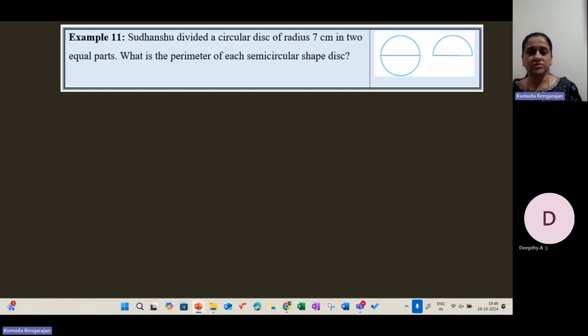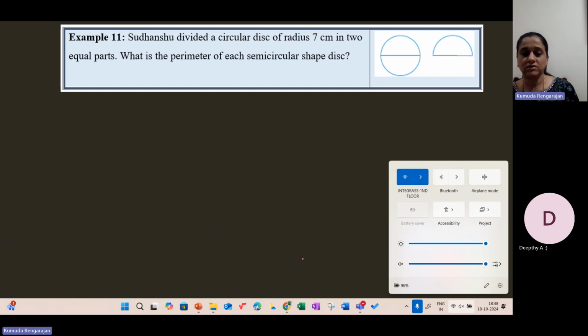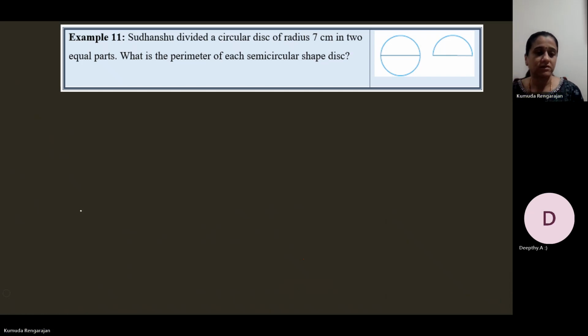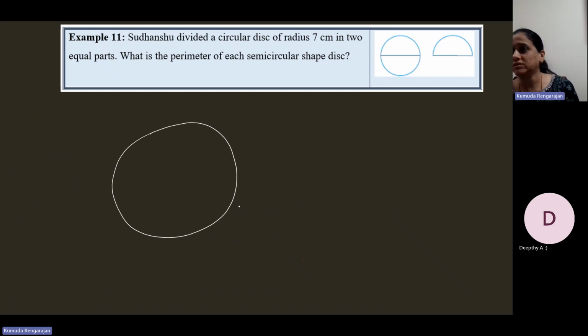Sudhanshu divided a circular disc of radius 7 centimeters into 2 equal parts. Okay, a circular disc of radius 7 is cut into 2 equal parts. What is the perimeter of each semicircular shaped disc? So when you cut a disc, like a papad, you can just take the example of a papad here. Now you don't want to eat the full papad. It's very spicy, or for whatever reason you don't want to eat the whole thing. So you want to eat only half of it.